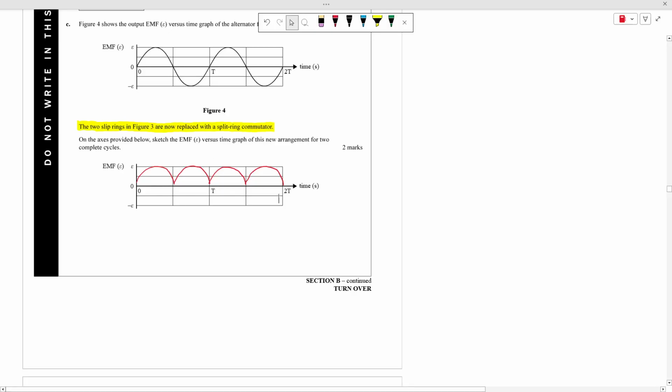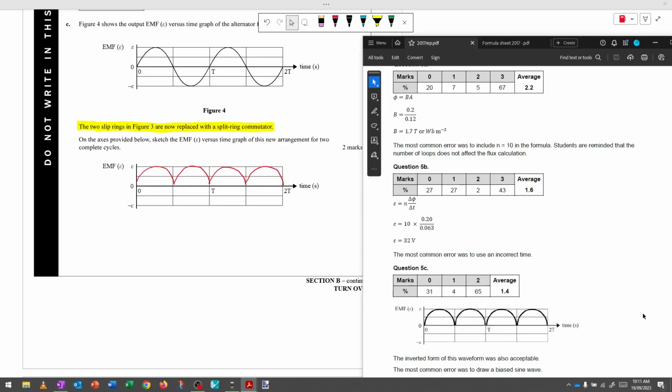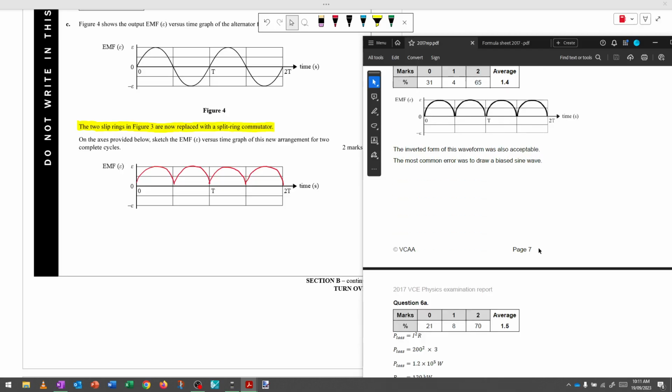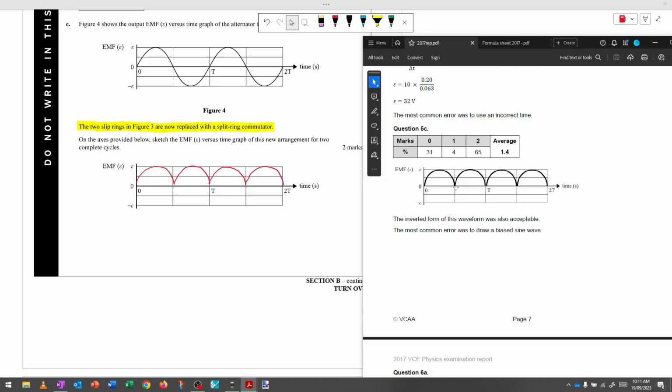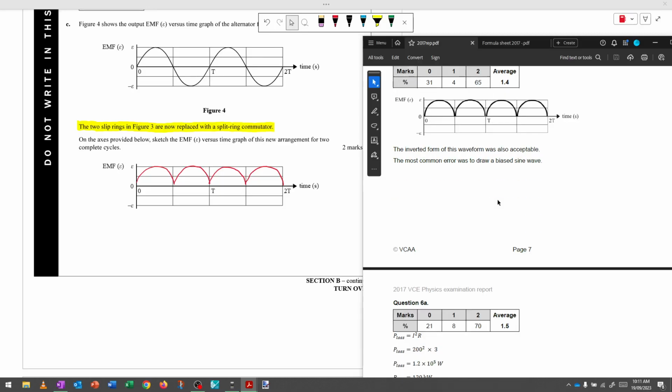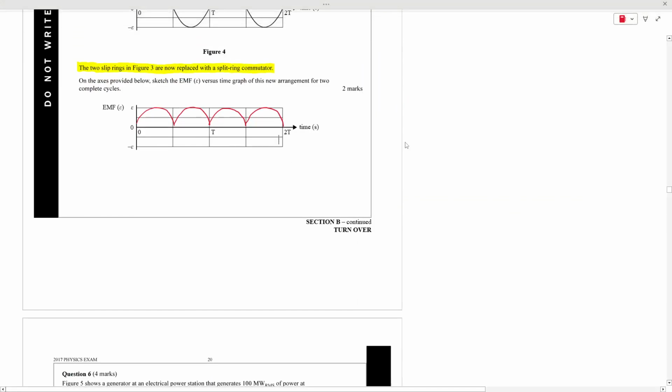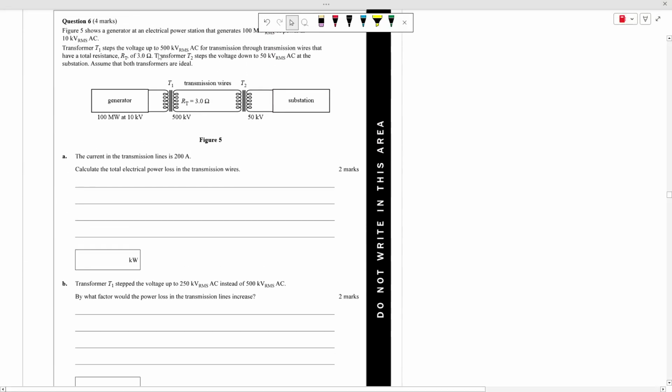Let's have a look at your examiner's report. Examiner's report says, yep, there's our graph. The inverted form of this was also acceptable, so that's what I was talking about. The most common error was to draw a biased sine wave. Not sure what they really mean by that, but probably the sine wave's been moved up or down or stretched somehow. Alright, let's continue. So, question 6.